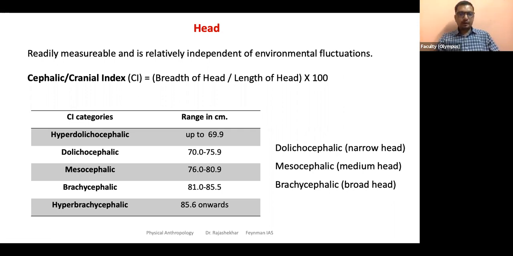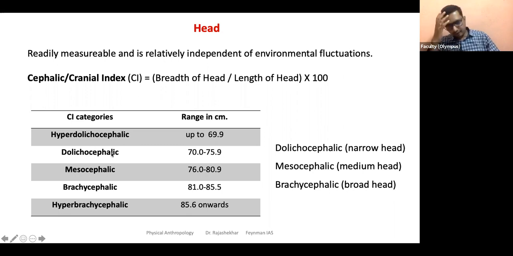Okay, that is why it looks narrow. The top value is less. The bottom value is more, relatively, I'm talking about. So then it falls in the narrow category because breadth is less. They're more narrow. These are called dolicho, narrow heads.